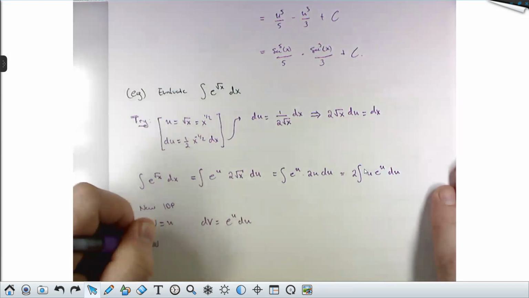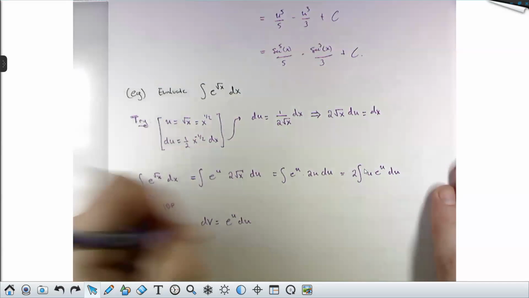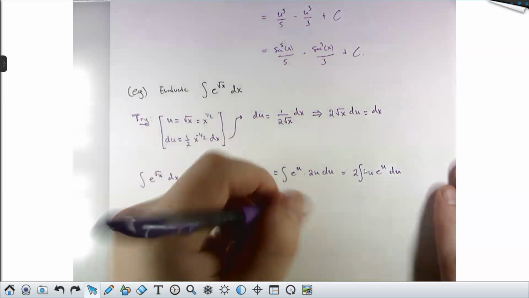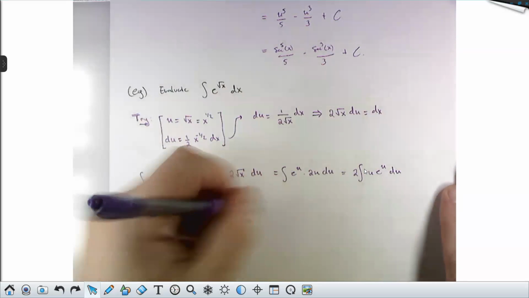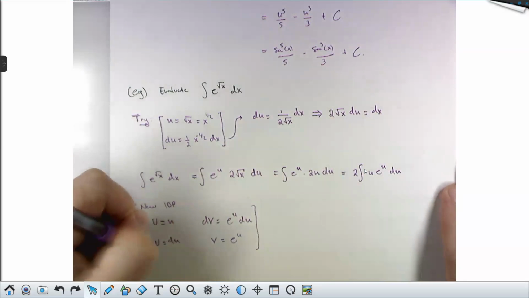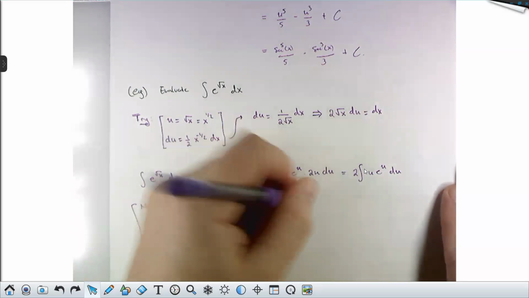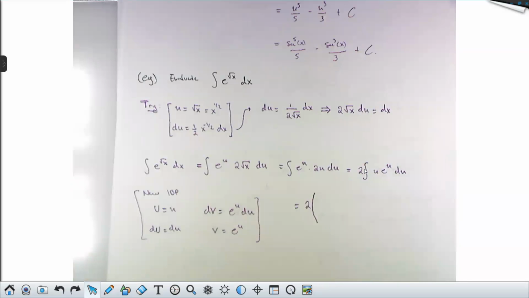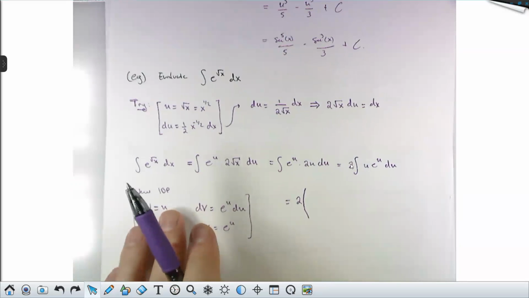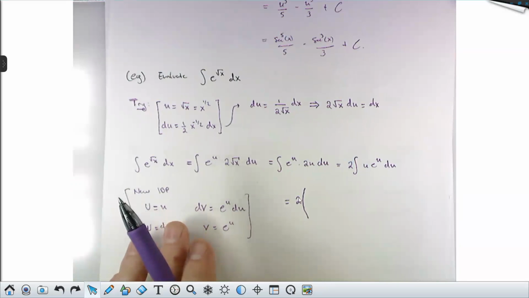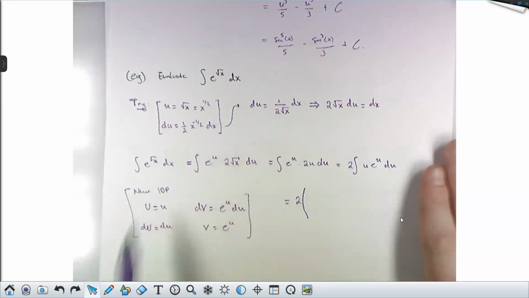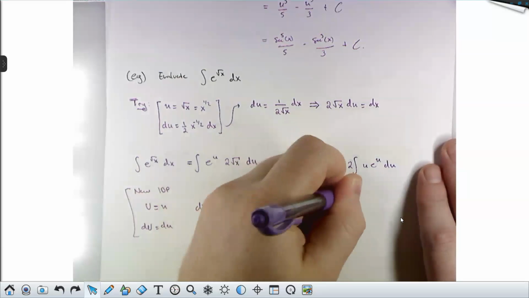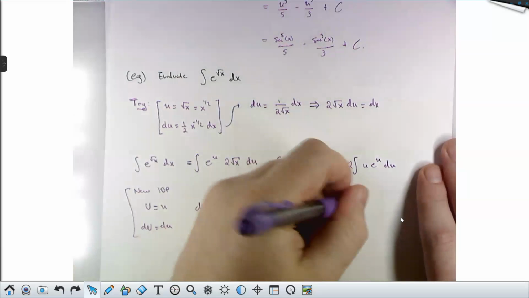So d capital U is d little u, and v is the integral of e to the u du, which is e to the little u. So this piece, little IBP table, this piece would become 2 times big parentheses. I'm about to replace this integral by a difference of 2 terms. So I need to make sure that this 2 goes to everybody. And that would be this times this minus the integral of this times this.